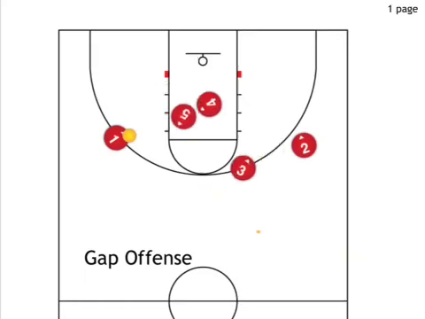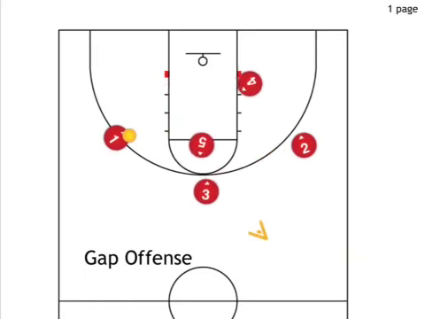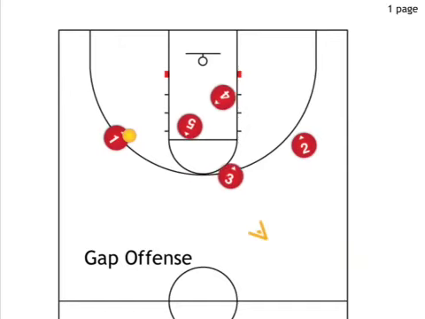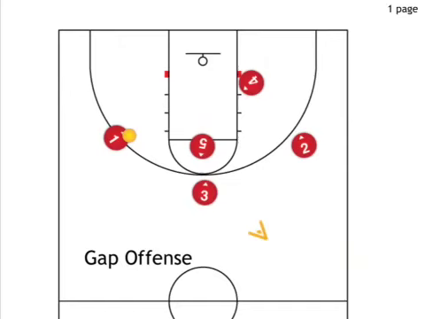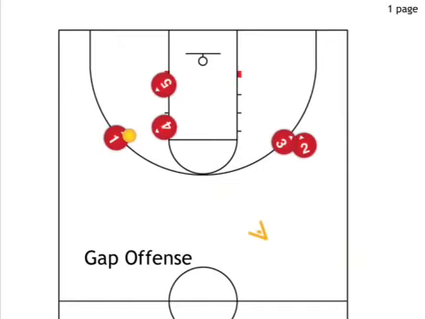And you just saw again, there's that high-low movement from 4 and 5. The high post player, 5, is going to make her cut down to the low post. And that low post player, 4, is going to cut to the high post. So the movements of these players, the post players, they kind of move from this spot here to this spot here, this spot here, this spot here, this spot here.